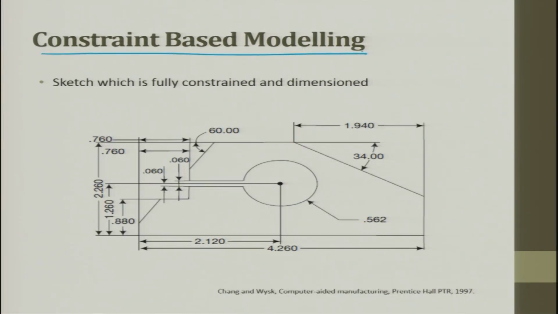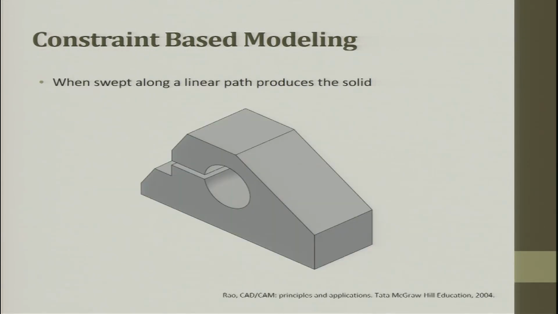In constraint based modeling, the sketch is fully constrained and dimensions are given here. You can also try to establish a relationship between all these angles as well as the side edge length, and define it as a library function. All you have to do is define some 3-4 points, and the moment you define these points, the rest of the object is constructed. So, in constraint based modeling you do a 2D sketch and then stretch it either in the positive or the negative direction, and you get a complete object. When sweeping along a linear path is done, the solid is made.